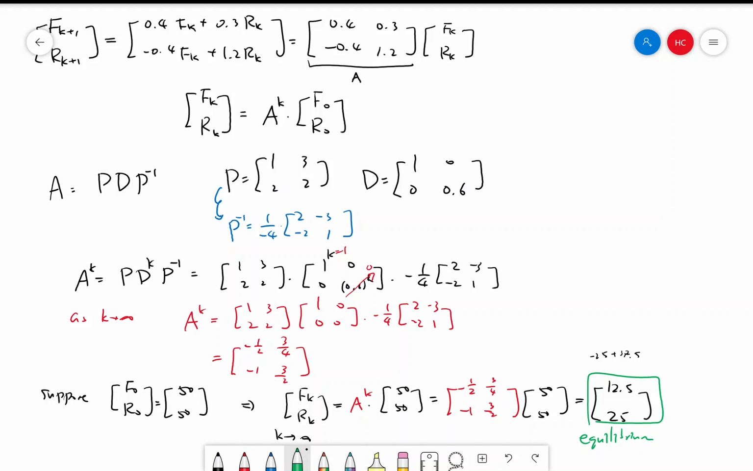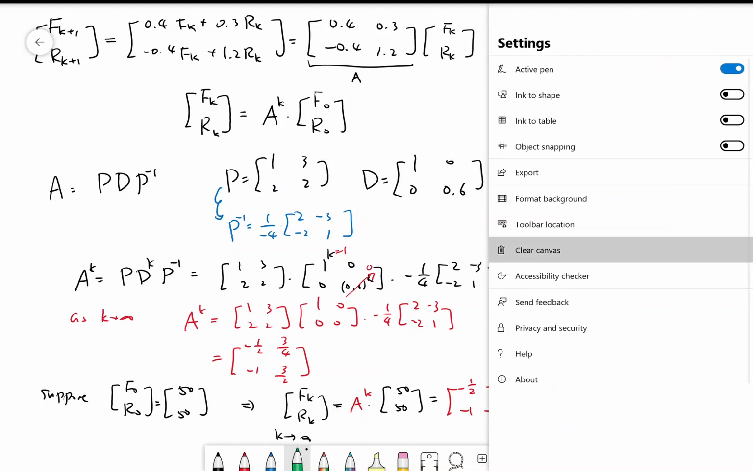Okay, so let's change things a little bit. Let's suppose F_{k+1}, R_{k+1} is given by the matrix [0.4, 0.3; negative 0.5, 1.2]. So this term on the bottom left, originally negative 0.4, has now changed to negative 0.5.